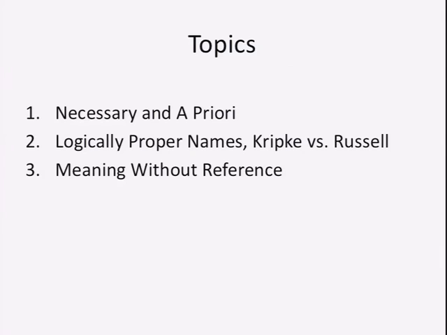So I want to begin from where we left off last time on necessity and a prioricity, and then look at a kind of compare and contrast between Kripke and Russell on logically proper names. And then this problem we've touched on a few times about how a sign, how a name in particular, can have meaning even if it doesn't stand for anything. This goes back to squiggle and dot and smudge, those examples we had.